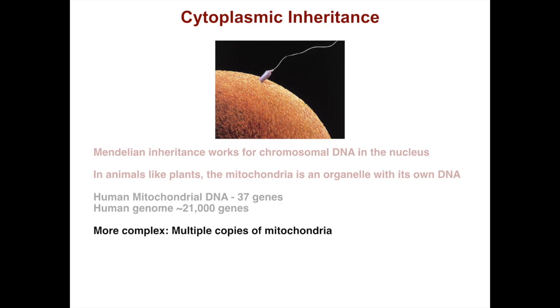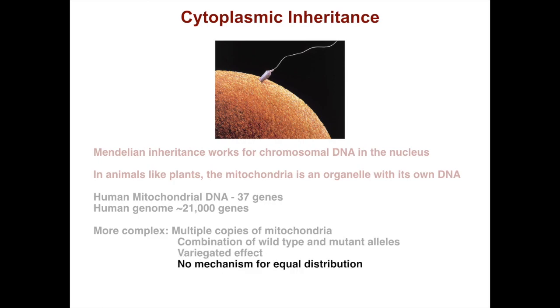The inheritance is much more complex since there's multiple copies of mitochondria in a cell, let's say the egg cell that helps form the zygote, which is pictured above. It is possible that there are complex combinations of wild type and mutant mitochondria containing different alleles. This could lead to a variegated effect depending on how many mitochondria of a given type are inherited. There is no known mechanism for equal distribution of mitochondria.